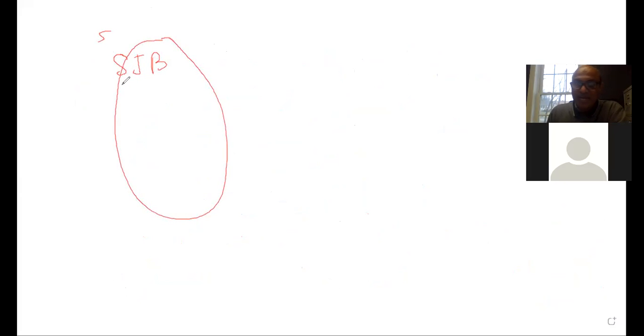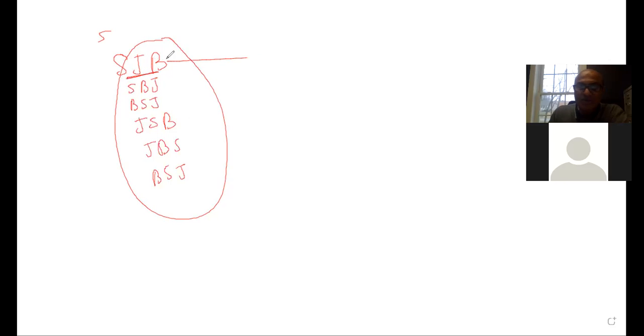So SBJ, or sorry, SJB, then SBJ, then BSJ, then JSB, then JBS, and finally BSJ. So these are the possible arrangements of these three people, Smith, John, and Brown. So Smith, John, and Brown, or Smith, Brown, and John, or Brown, Smith, and John, or John, Smith, and Brown, or John, Brown, and Smith, like this.